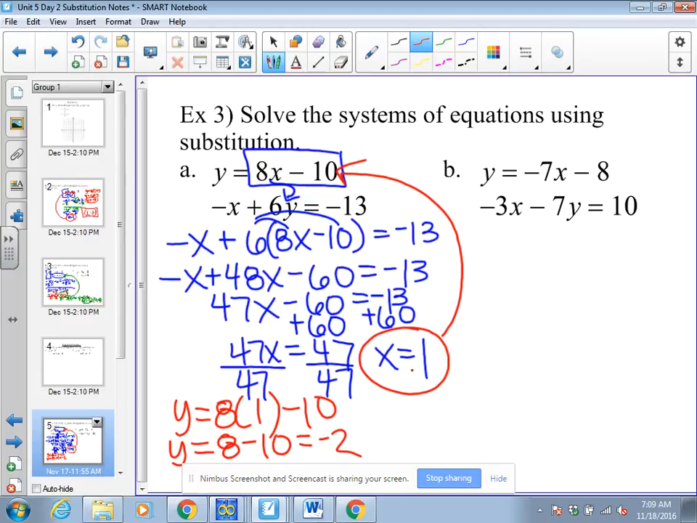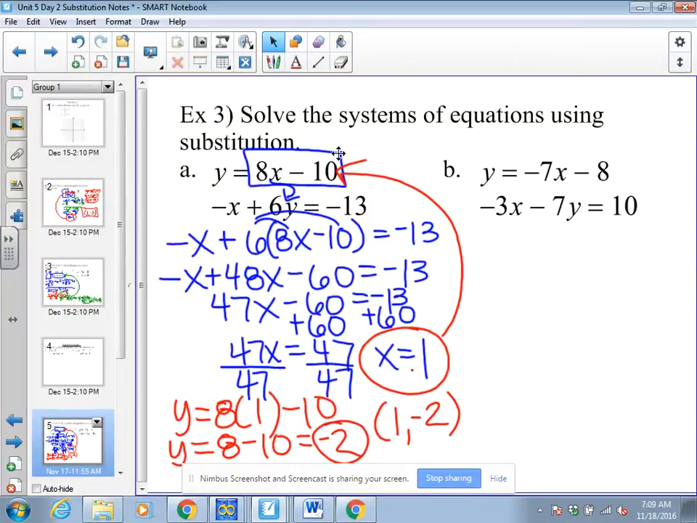So I've got my x value, I've got my y value. I just need to write it as a coordinate point. 1 comma negative 2. Again, if we were to graph this, that would be the point where they crossed on the graph.